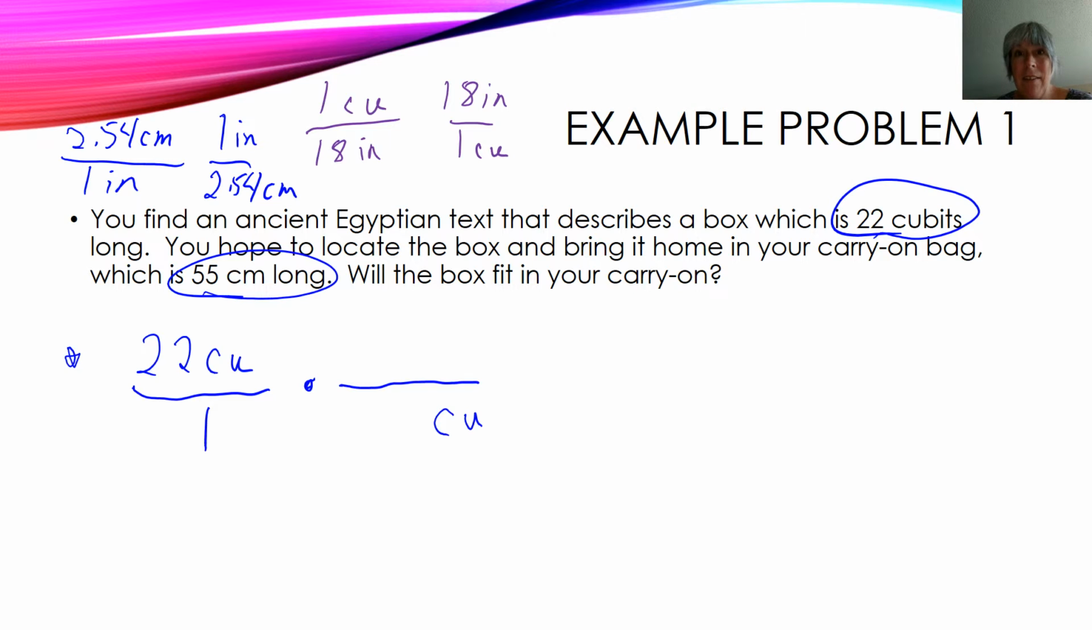Did you find it? How about this one? 18 inches is equivalent to 1 cubit. Let's write that here. 18 inches, and actually what I'm going to do is switch that to purple. 18 inches is equivalent to 1 cubit. Okay, so I've used that conversion factor. I can cancel my cubits. If I would do the multiplication here, I would have my answer in inches. Now the trouble is, I don't need inches. I need centimeters. Do we have another conversion factor that will convert my inches to centimeters? Which one should I use?